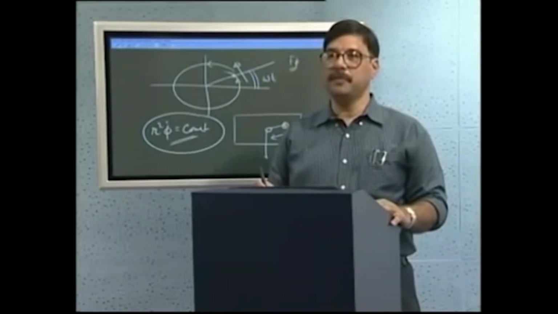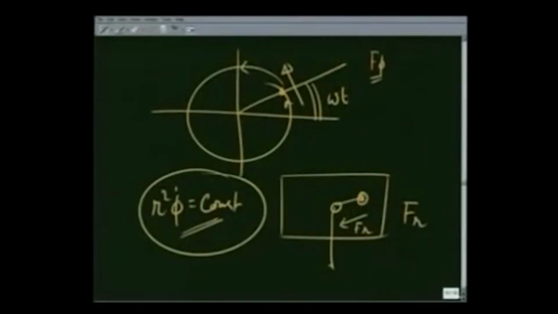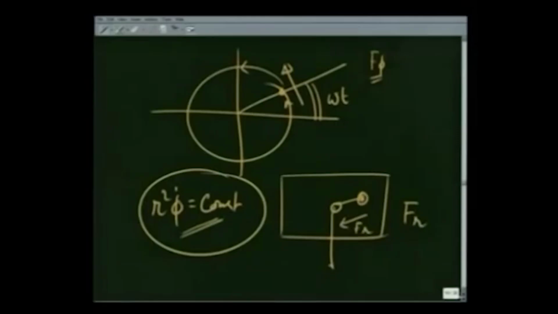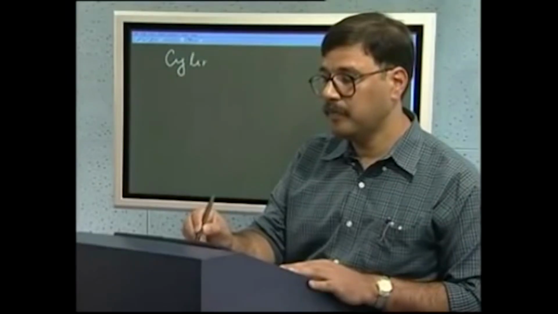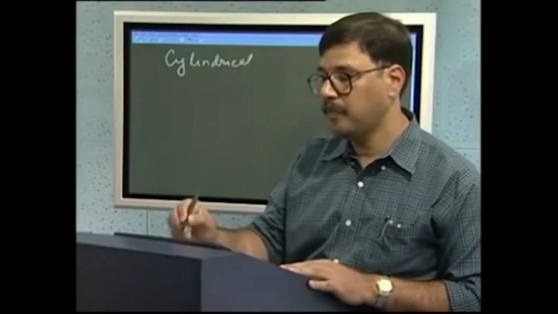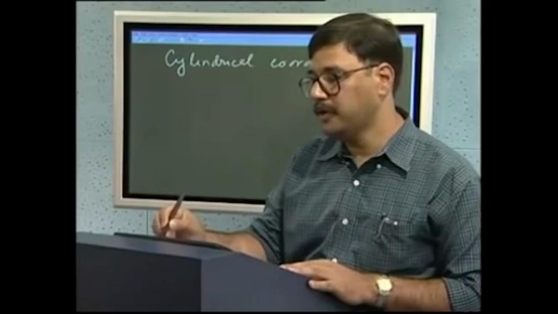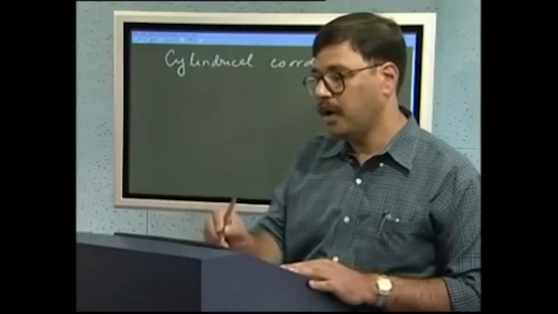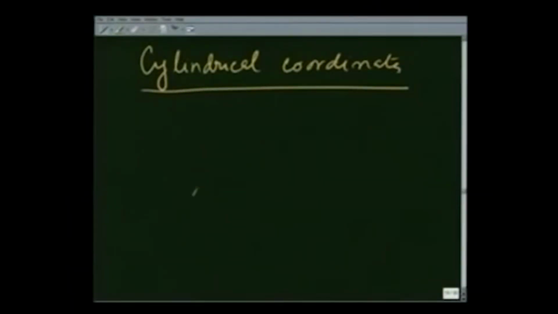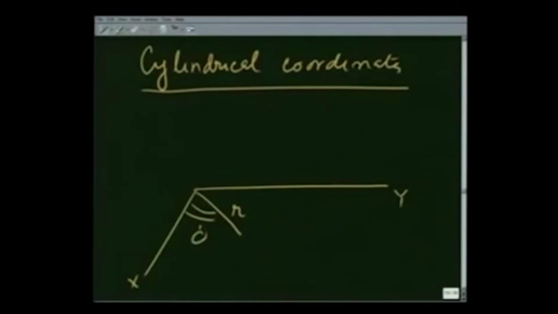Having done the planar polar coordinates, the obvious question to ask is, what is the corresponding system of coordinates if I want to describe a three-dimensional motion? A very straightforward extension of this to three dimensions is the cylindrical coordinates, in which I describe the motion in the xy plane in terms of this r and phi.